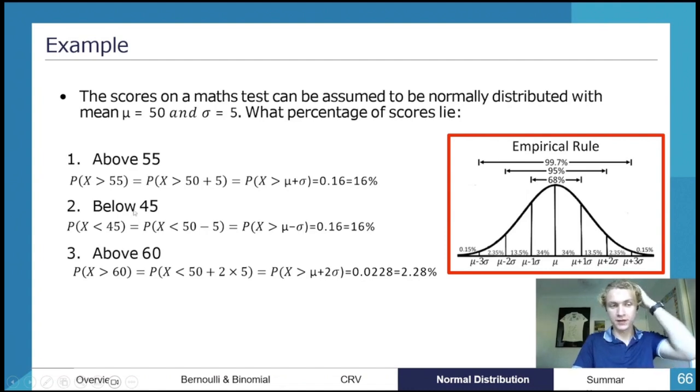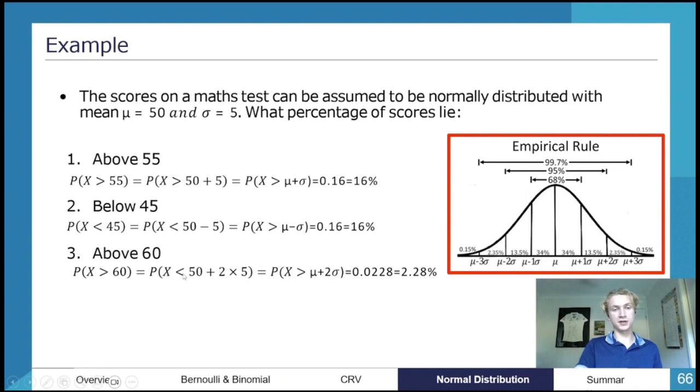Alternatively, we've got to find the probability that x is less than 45. 45 is equal to the mean minus 5. So here, and it's below here, so we're looking at this 13.5 plus 2.35 plus 0.15, which also equals 16%, or 0.16. Then we're looking for the probability that x is above 60.